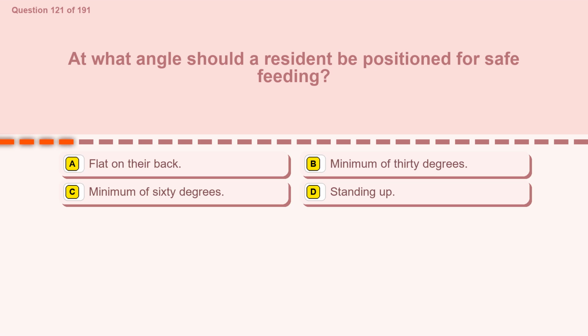Question 121. At what angle should a resident be positioned for safe feeding? Option A, flat on their back. Option B, minimum of 30 degrees. Option C, minimum of 60 degrees. Option D, standing up.